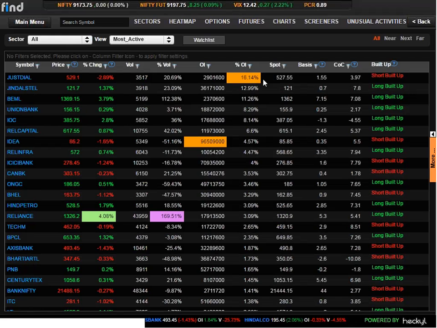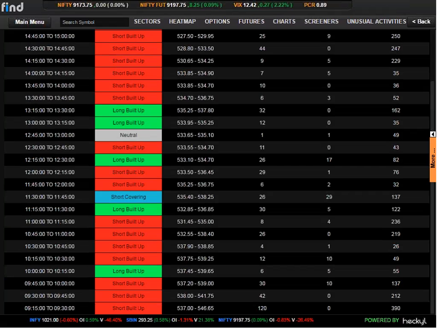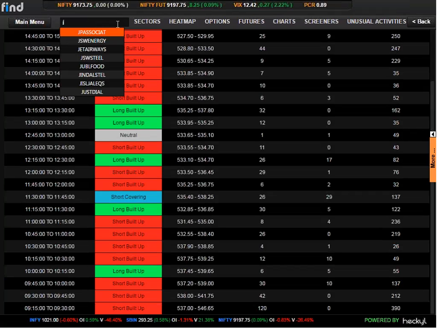Suppose you take the option of Just Dial in yesterday's trading session. It created a lot of short positions since the open interest went up by 16.5% and price was down by 3%. In the initial part of the trade itself, this counter started showing an addition in open interest. Suppose you want to see further what kind of addition has happened. The main USP of our product is to see this position data in the 15 minutes interval. So you can either see it from the future trend menu, or you can just type Just Dial over here.